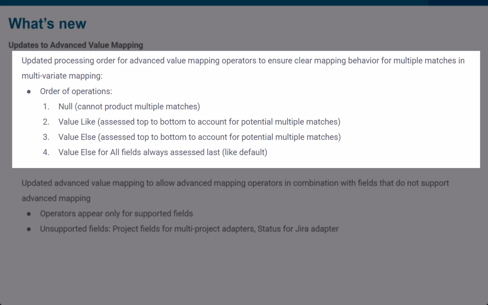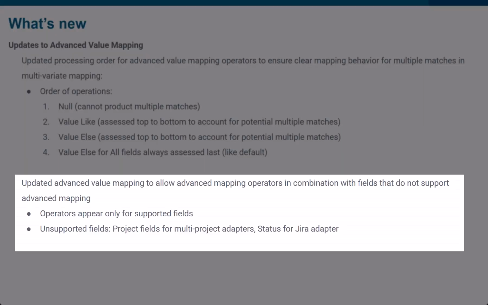And then after no matches have been found, we'll do a special final check on if there is a row where value else is defined for all fields. This is assessed last. This is pretty much exactly like the behavior for setting a default value as a fallback value. One of the future goals here is to deprecate the default as a separate section and just use this set of value else statements for the default.